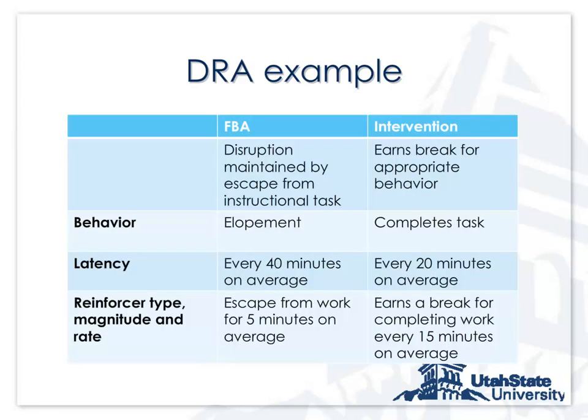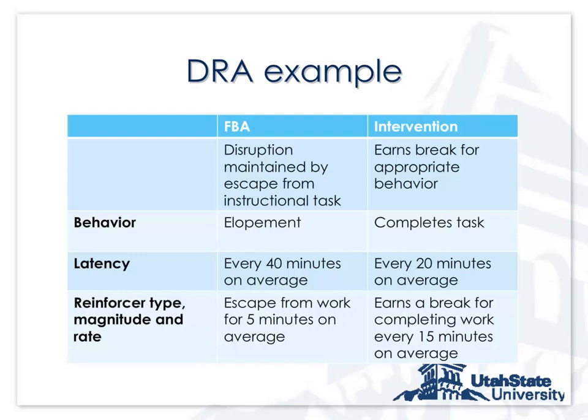Here is an example of the application of DRA for a problem behavior defined as elopement that has been determined to be maintained by escape from the instructional task. Data shows that this behavior happens every 40 minutes on average, most of the time resulting in 5-minute breaks from work. To implement DRA in this case, it is important to make sure that, initially, the appropriate behavior is reinforced before elopement has a chance to occur.